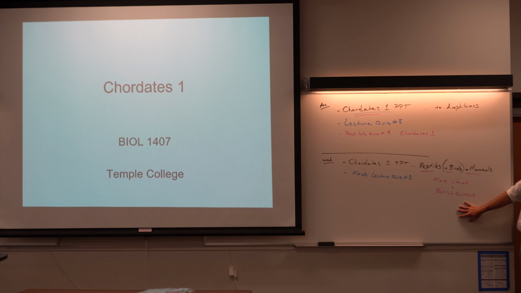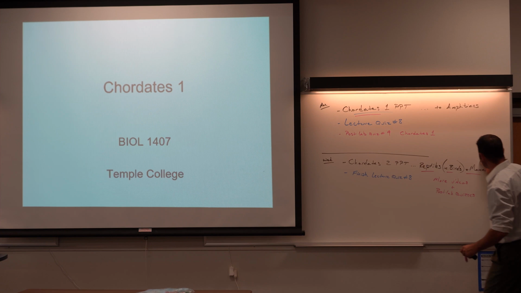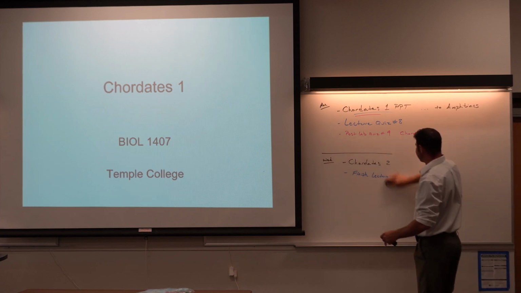That's going to include reptiles. Birds are nested inside the reptile group, so we have birds nested within the reptiles, and then we'll also include mammals. We're going to have more videos and questions about reptiles, birds, and mammals on post-lab quizzes following our Wednesday discussion. But jumping into Chordates number 1, let's get this off of the board so that we can do a roadmap of where we're going to go with these Chordates.